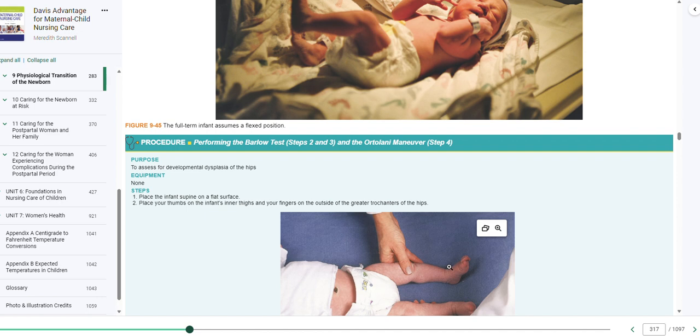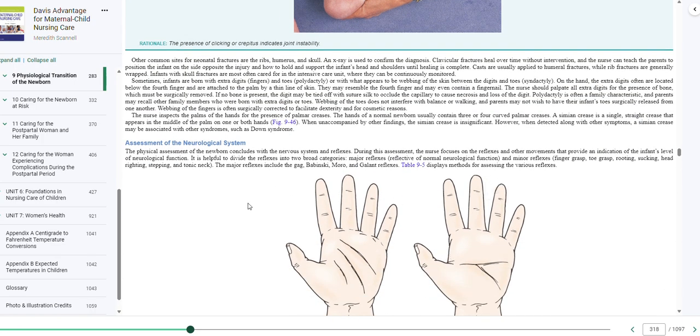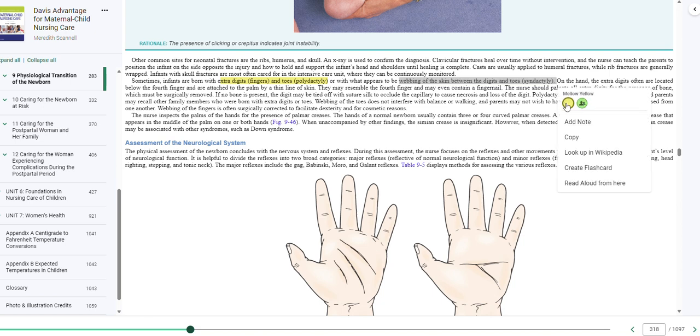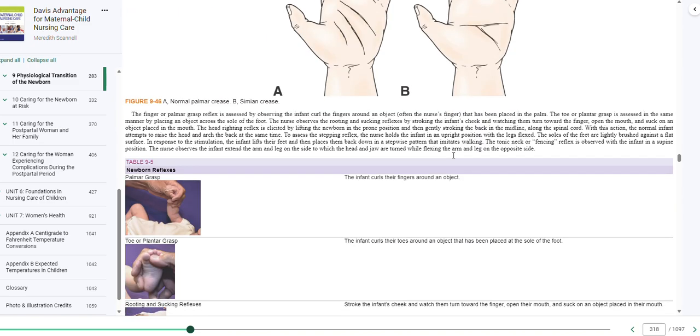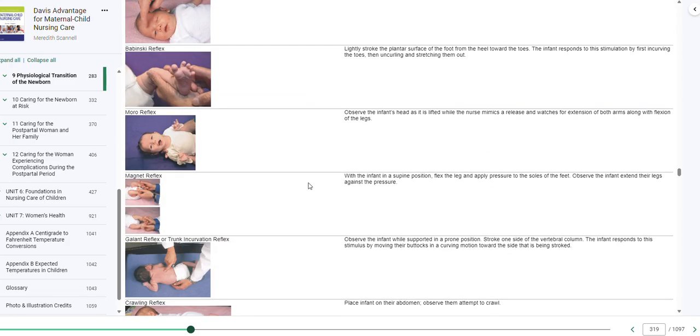So look on page 318. We're going to talk about syndactyly and polydactyly, okay? So polydactyly is where there are extra digits, okay? Be familiar with that term. And then syndactyly is where there's a webbing in between the fingers or the toes, okay? This is all of your reflexes, okay? Just be familiar with those.